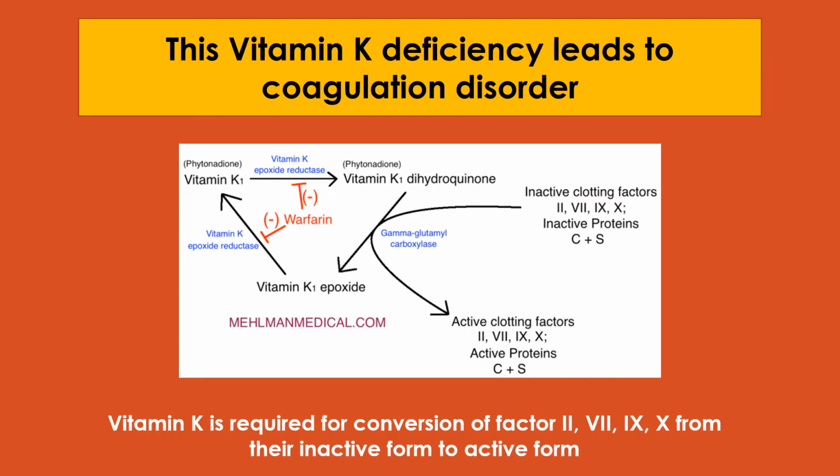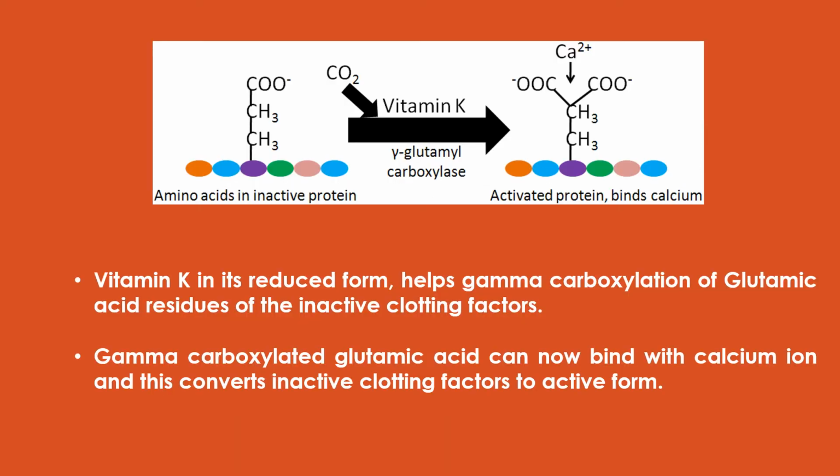Now, vitamin K deficiency leads to coagulation disorder. Why? Because this vitamin K is required for the conversion of factor 2, factor 7, factor 9 and factor 10 from their inactive form to the active form. Vitamin K actually, what does it do? In its reduced form, vitamin K helps the gamma carboxylation of glutamic acid residues of these inactive clotting factors.